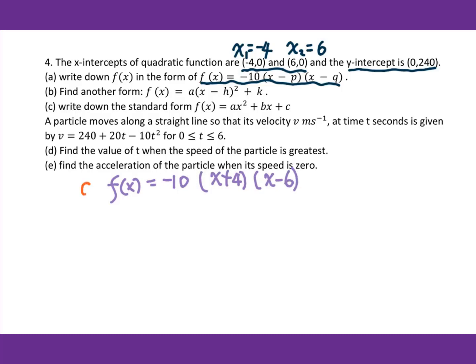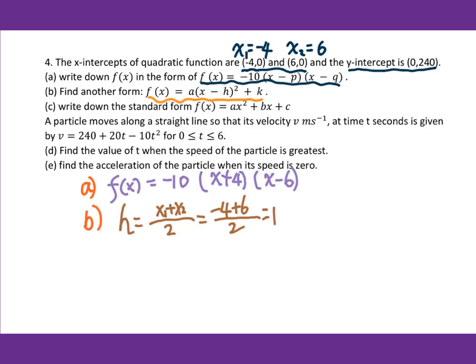Then for B, this is for A. For B, find another form that is a vertex form. So we know that H equals (x1 plus x2) over 2. You will get negative 4 plus 6 over 2 equals 1. Then for K equals f of 1, plug in.